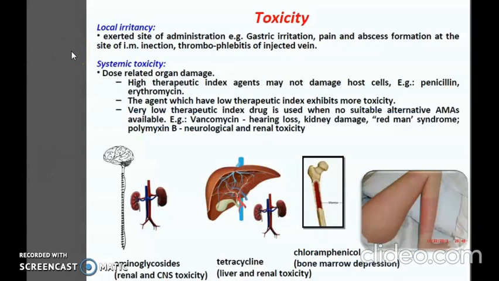Toxicity includes local irritancy, usually at the site of administration, such as gastric irritation, and pain and abscess formation at the site of intramuscular injection. There can also be thrombophlebitis of the injected vein, and systemic toxicity includes dose-related organ damage. High therapeutic index agents may not damage host cells, for example penicillin and erythromycin, and agents which have a low therapeutic index exhibit more toxicity. A very low therapeutic index drug is used when no suitable alternative antimicrobial agents are available. For example, vancomycin results in hearing loss, kidney damage, Redman syndrome. Polymyxin B results in neurological and renal toxicity.